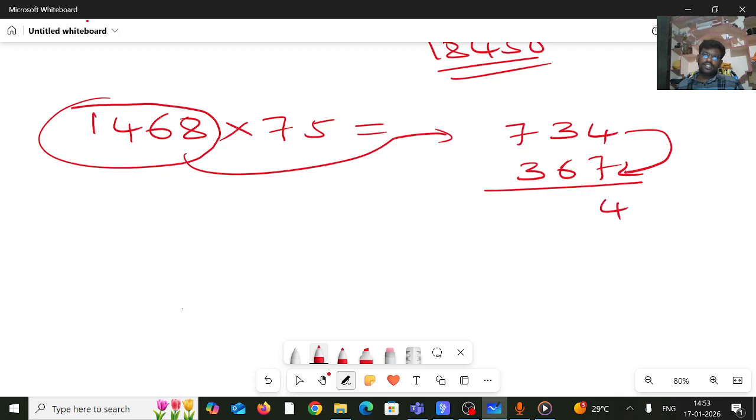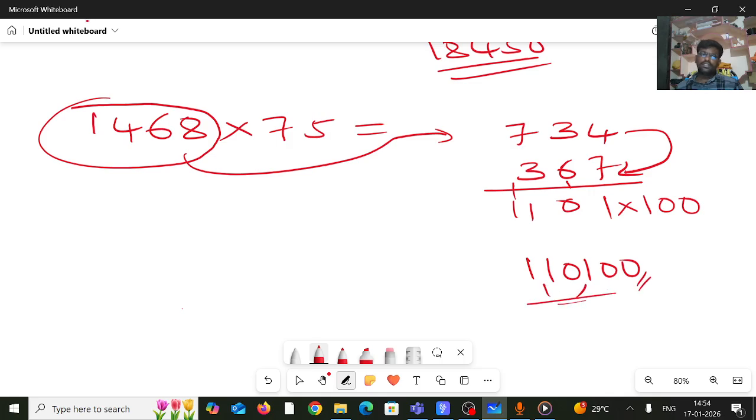Then this will become 7 plus 3, 10, and 7 plus 1, 8 plus 3, 11, and multiply with 100. 110100, 1,10,100. This is our final answer.